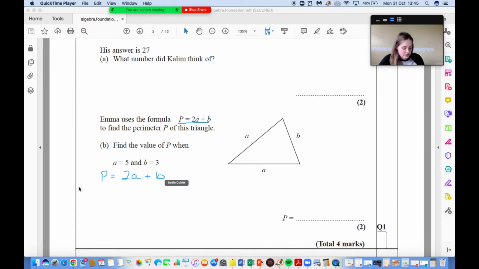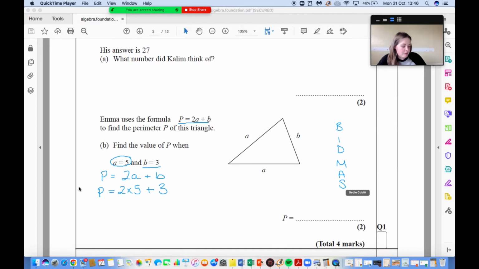Okay. A is 5. Okay, it says just there. So that means P equals 2 times 5 plus, and then B is 3. So it says plus B there, so we can put plus 3. Now, that gives us an equation where we need to make sure we remember the rules of BIDMAS. Okay, if I write BIDMAS down here.